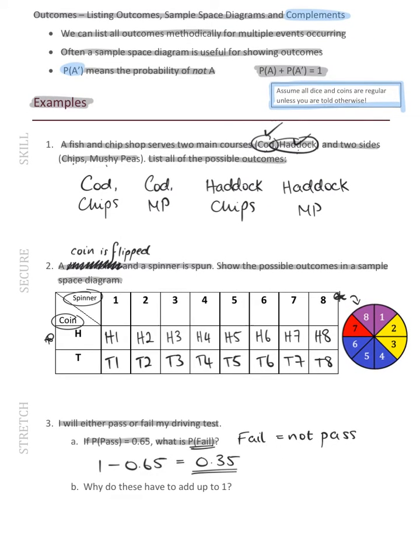Why do they have to add up to 1? Because they are the only two options. And probability has to add up to 1, which we know already.